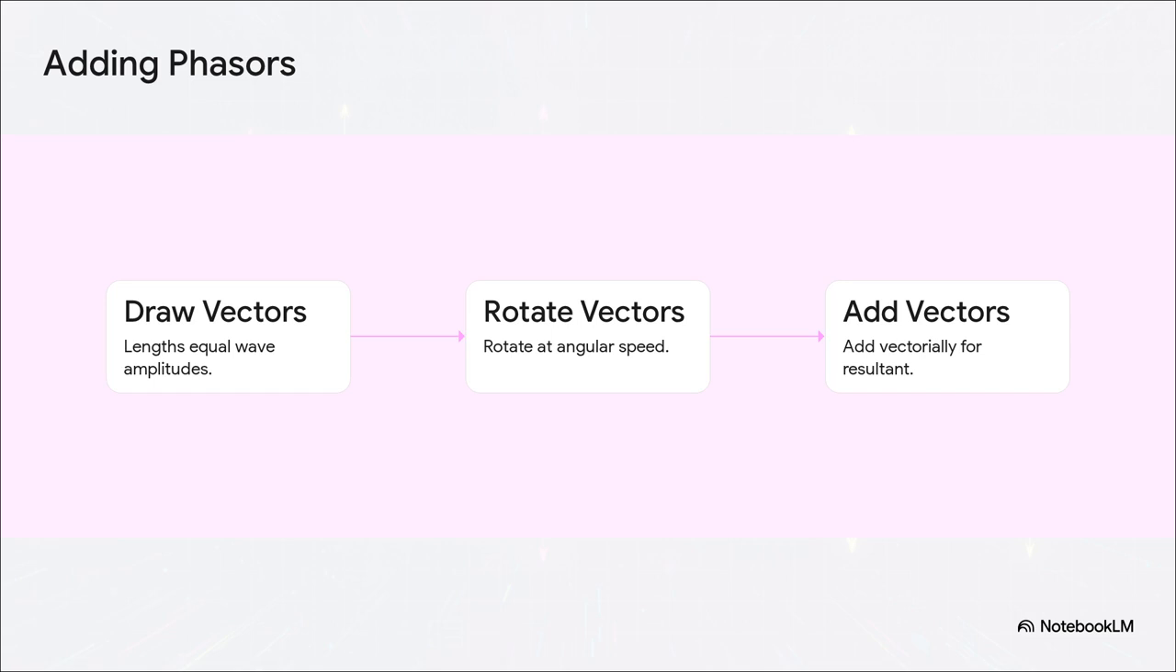Step 1. You just draw vectors with lengths equal to the wave amplitudes. Step 2. You imagine them rotating around an origin at an angular speed equal to the wave's frequency. Step 3. To combine the waves, you just add these vectors together, tip to tail, just like simple geometry, to find the resultant wave. It's like we treat the waves like rotating radar sweeps. The projection of that rotating vector on the vertical axis perfectly maps out the wave's displacement. It takes incredibly complex interference and makes it beautifully visual.